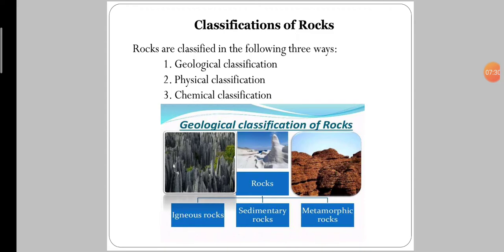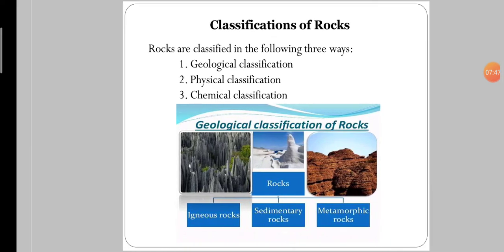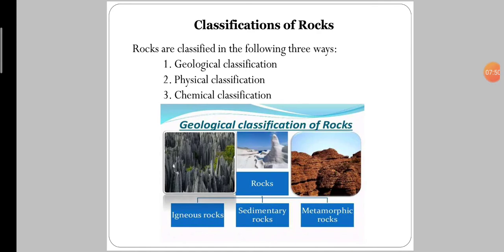The third one is metamorphic rocks. Metamorphic rock is also one type of rock. Here it is created by the physical or chemical alteration of heat and pressure. Normally there is a change in heat and pressure due to the weather condition, and due to these changes we are obtaining metamorphic rocks. Examples for these rocks are slate, marble and dolomite, etc.